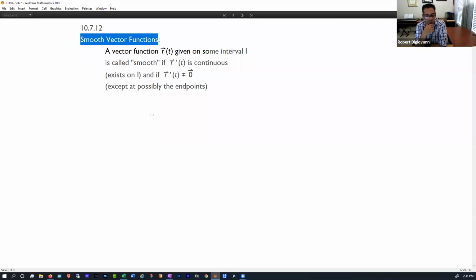A vector function, okay, a vector function R of t given on some interval I is called smooth. All right. If the first derivative is continuous, which means when you take the first derivative, it's defined. And if the derivative is not 0.